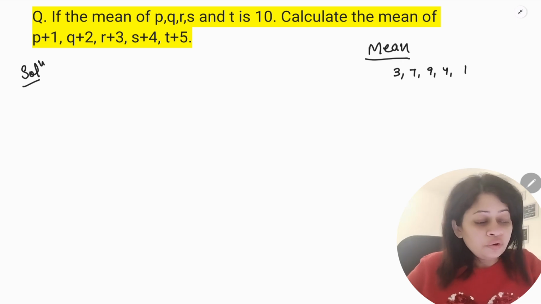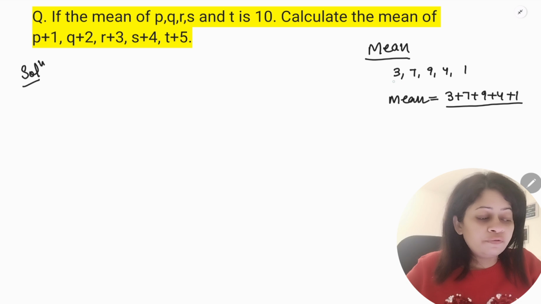Then what do you do? For finding out the mean, you just add all the numbers. And then how many numbers are there? 5, right? 1, 2, 3, 4, 5. So you will divide it by 5, right? This is the process of finding out the mean.